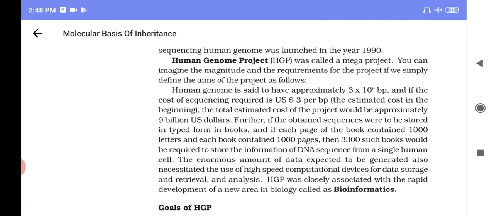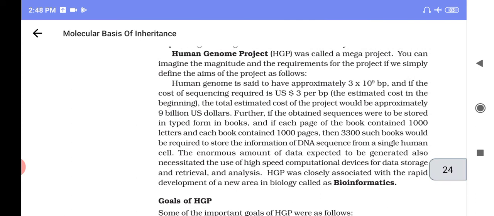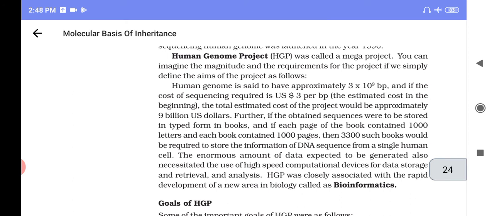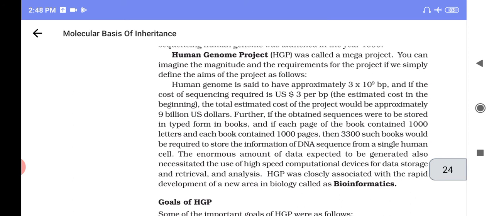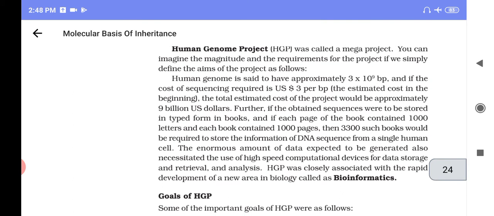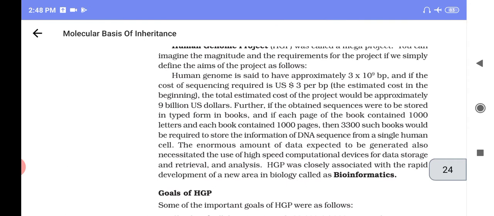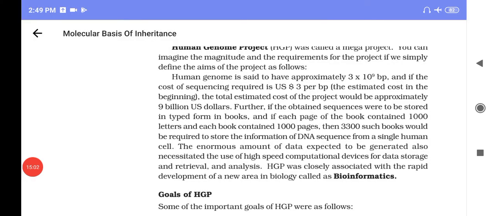Further, if the obtained sequences were to be stored in typed form in books, and if each page of the book contained 1000 letters and each book contained 1000 pages, then 3300 such books would be required to store the information of the DNA sequence from a single human cell. The enormous amount of data storage, retrieval and analysis in the Human Genome Project was closely associated with the rapid development of a new area in biology called bioinformatics.